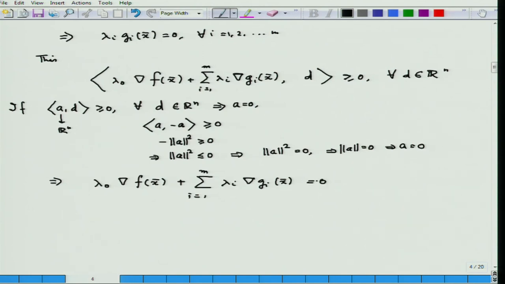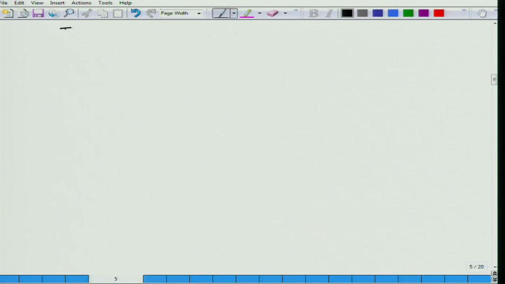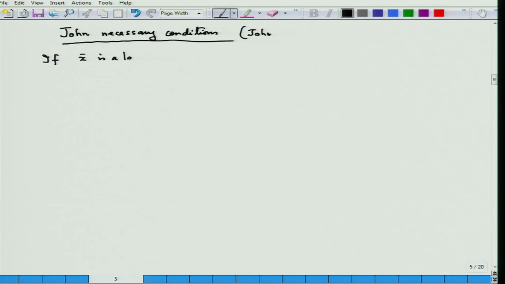So this would now allow us to summarize what is called the John necessary conditions or the John multiplier rule. If x bar is a local minimum for MP, this John multiplier rule is usually used by some people just to make it look similar to what we call the Lagrange multiplier rule, which was just for inequality constraints, to which we will come in the next classes, and then we will combine both the equality and inequality.